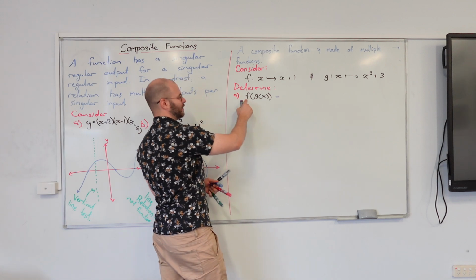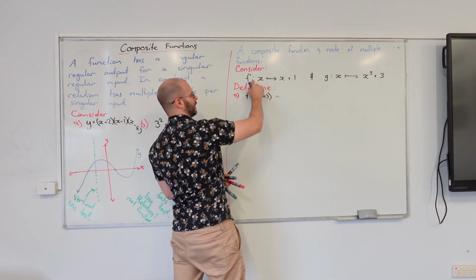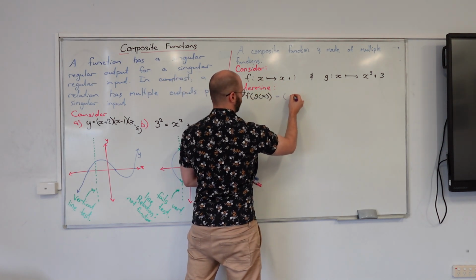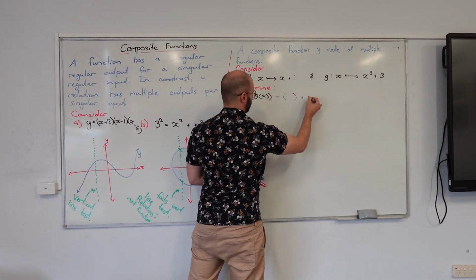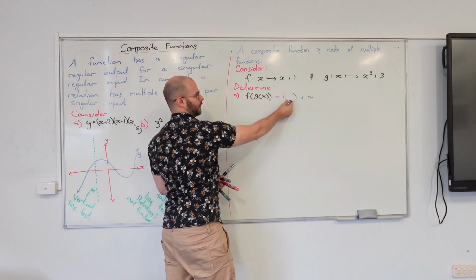So what you do is you see the biggest one, the outside, so the f of x. So you're like, f of x transforms x into x plus 1. So you've got an x there and then a plus 1. So whatever you're putting in the function of f is going to appear in this bracket here.